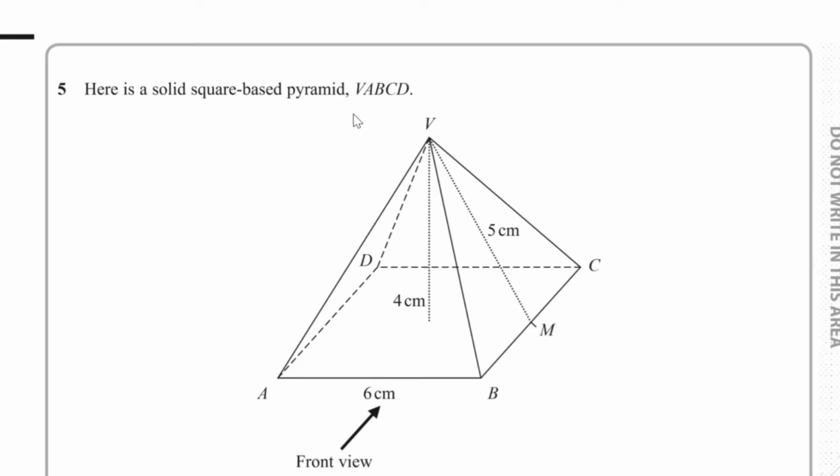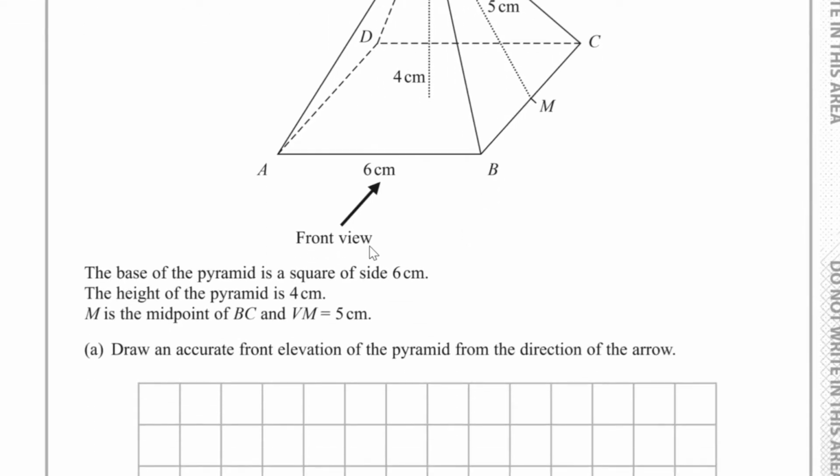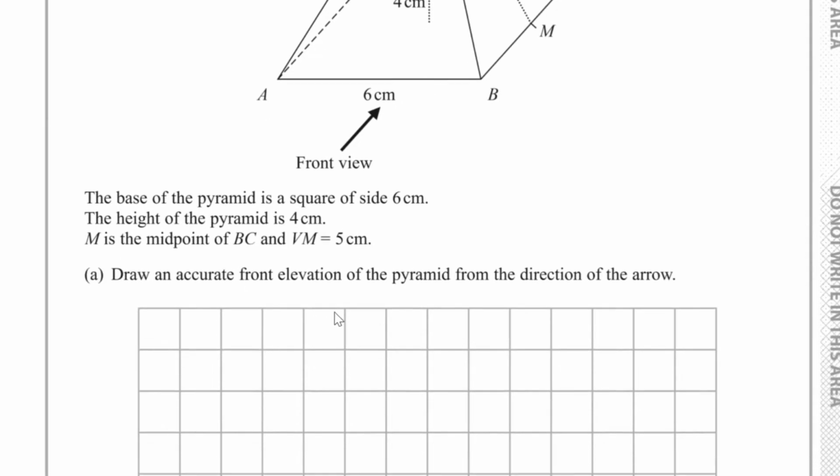Question number 5. Here is a solid square base pyramid VABCD. We've got the front view here. The base of the pyramid is a square of side 6 centimeters. The height of the pyramid is 4 centimeters. M is the midpoint of BC and VM equals 5 centimeters. For part A, we have to draw an accurate front elevation of the pyramid from the direction of the arrow.